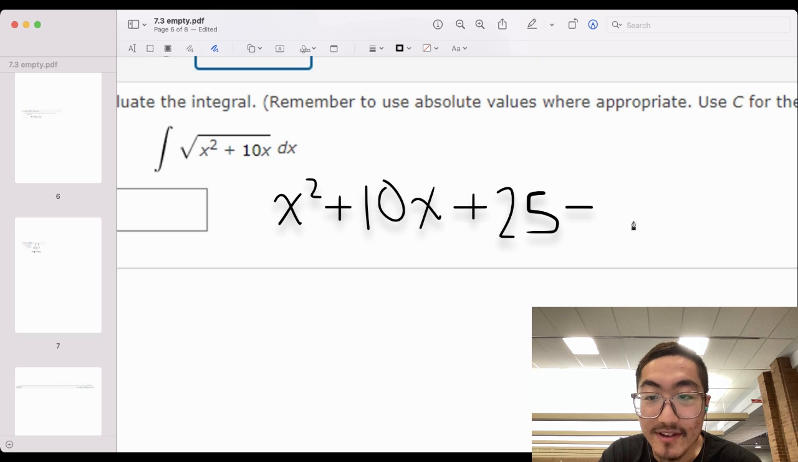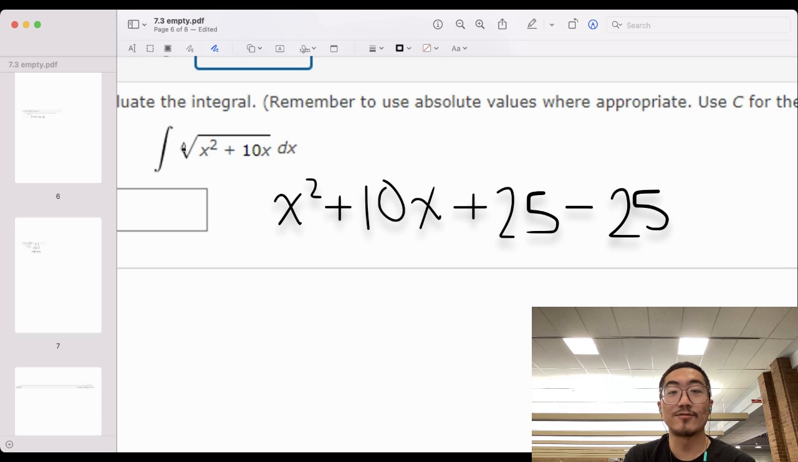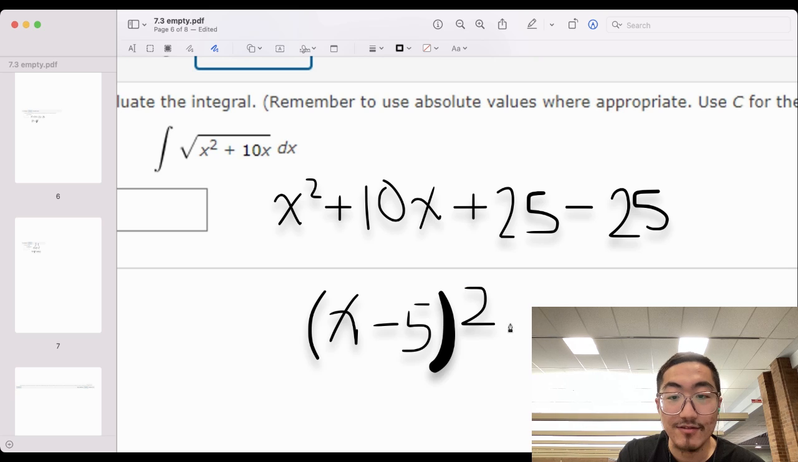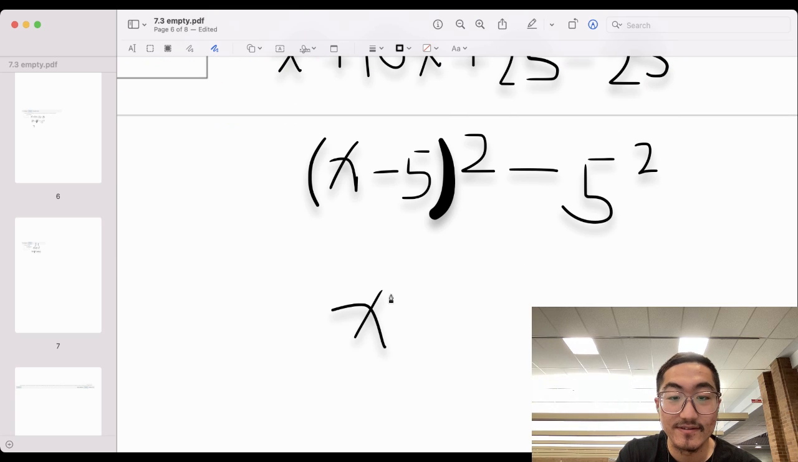Then minus 25. That's just what is happening here. And this can be written as x plus 5 squared, then minus 5 squared. This is going to be x squared minus a squared.